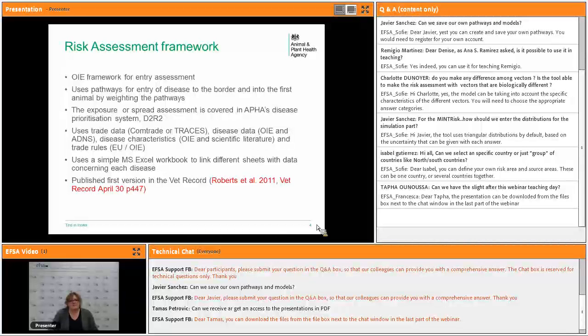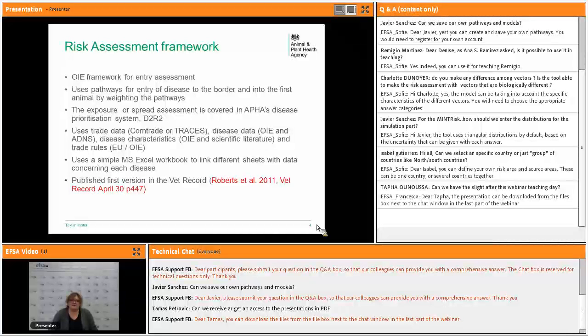The exposure or spread assessment is covered by the D2R2 tool itself. So once that score is made for the risk of introduction, then there are further questions which are asked to look at the risk of exposure in terms of the livestock population and presence of vectors and so on.